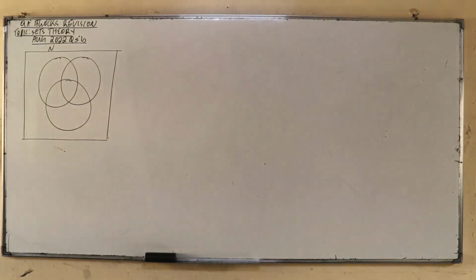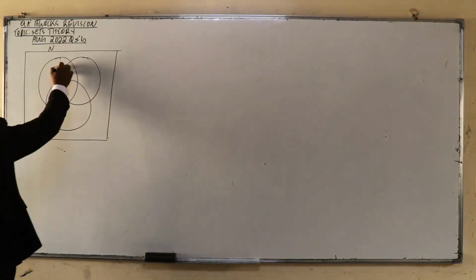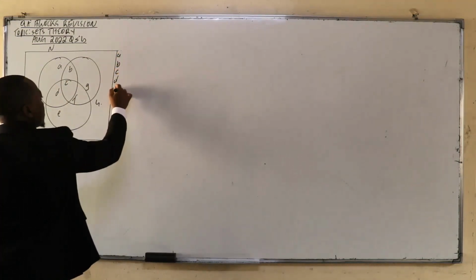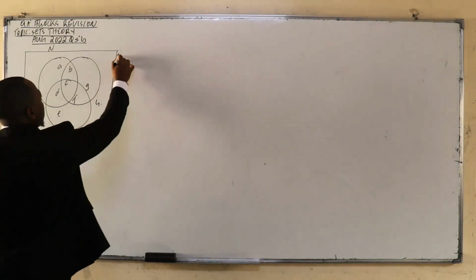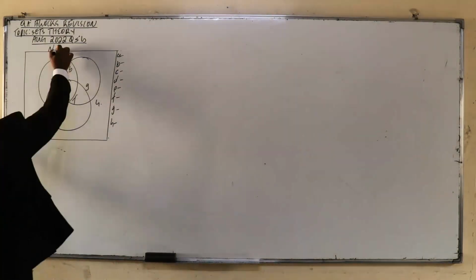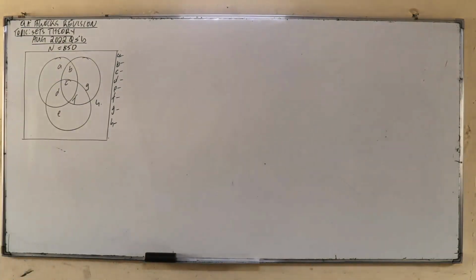So open August 2022, question 5B. A survey of 850 residents, so our N is 850, of a certain town aimed at finding out the brand of vehicle owned, and they produced the following results.